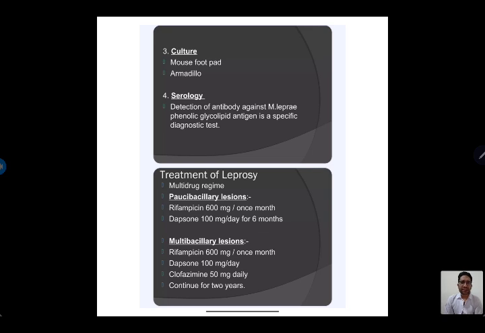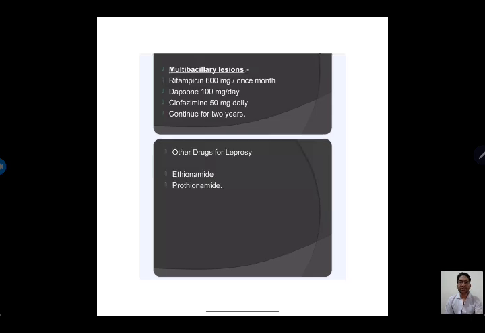Treatment of leprosy: multi-drug regimen. Paucibacillary lesions: rifampicin 600 mg once a month, dapsone 100 mg per day for 6 months. Multibacillary lesions: rifampicin 600 mg once a month, dapsone 100 mg per day, clofazimine 50 mg daily, continued for 2 years. Other drugs for leprosy are ethionamide and prothionamide.